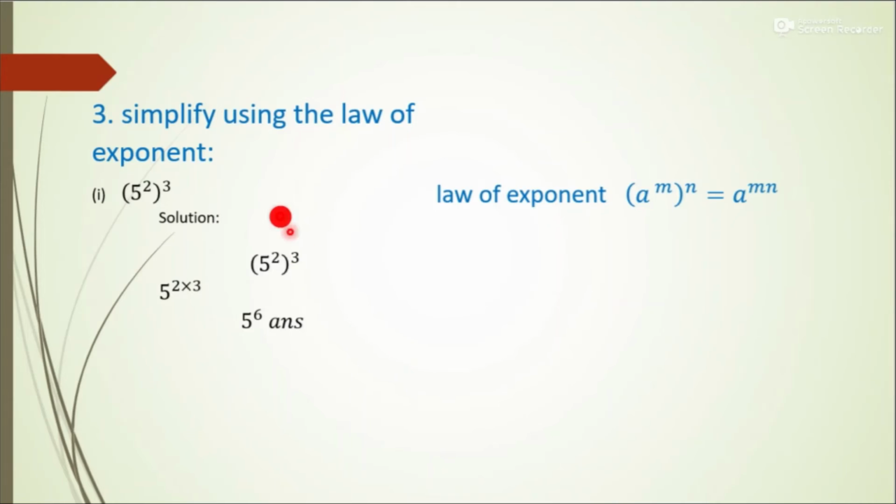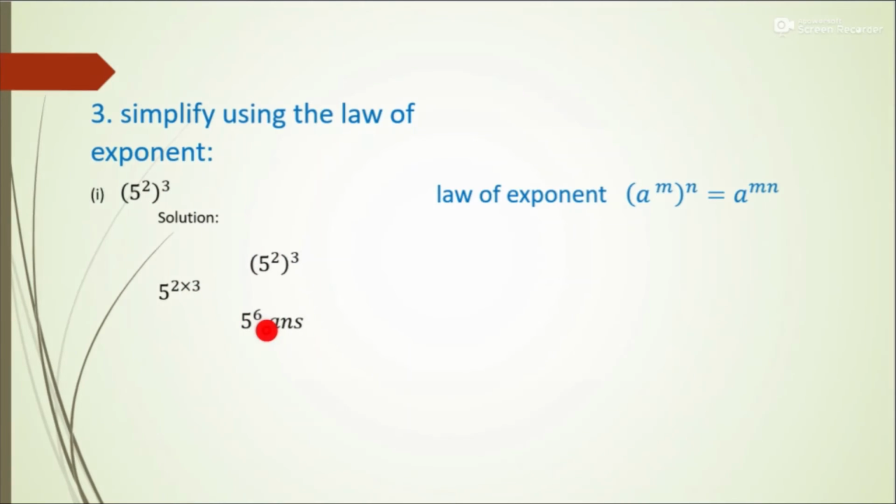Now question number 3, simplify using the law of exponent. Again, the law of exponent means that if we have a to the power m and the whole to the power n, we can write it as a to the power mn. So we multiply 5 multiplied by 3 into 5 to the 6. This is the law of exponent.